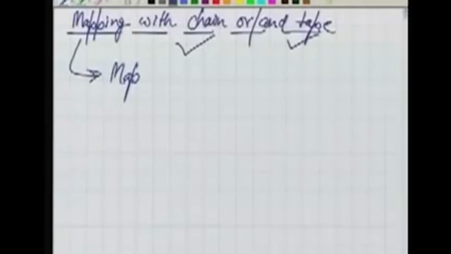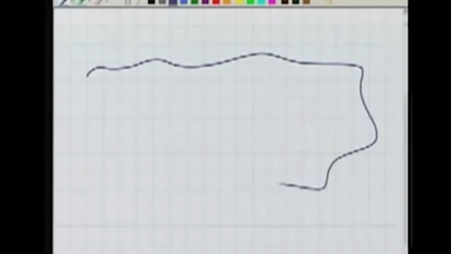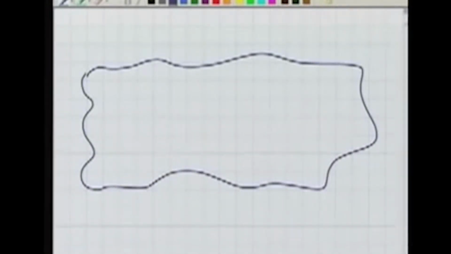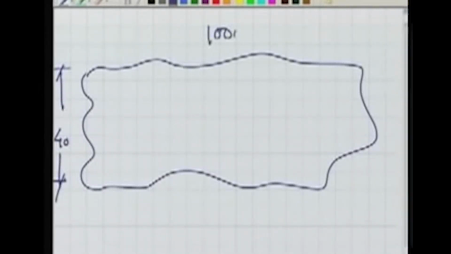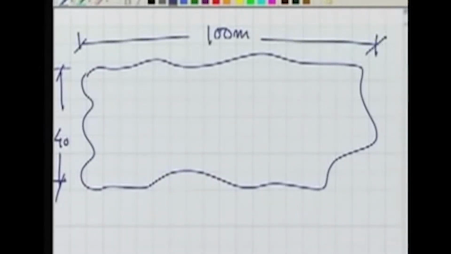Now how to make that map, we will see now with the help of chain and tape. I will start with a diagram here. This diagram shows, for example, let us say there is a garden and this is the boundary of the garden, and this ground is around 40 meter in width and let us say 100 meter in length approximately. Now you can visualize this kind of garden, a kind of strip in your neighborhood somewhere.